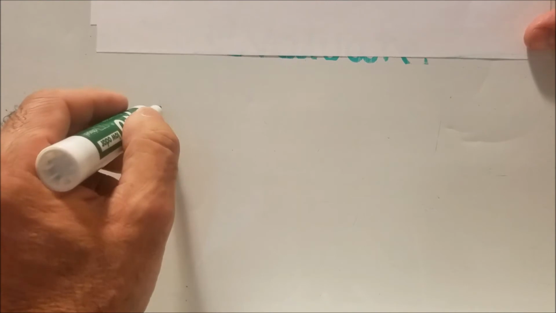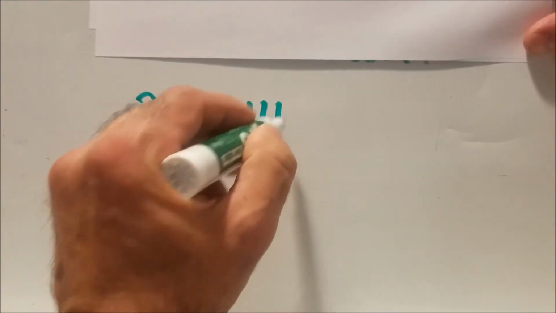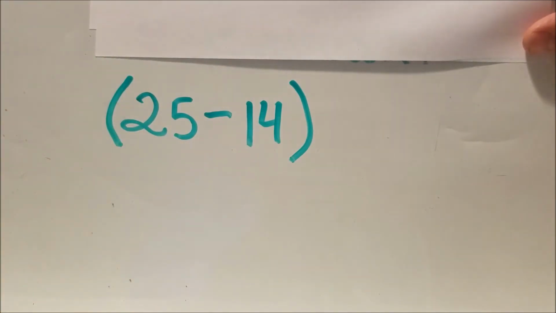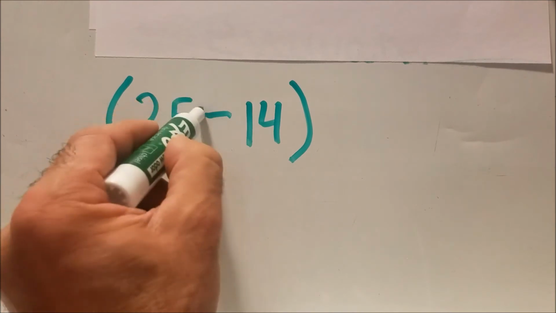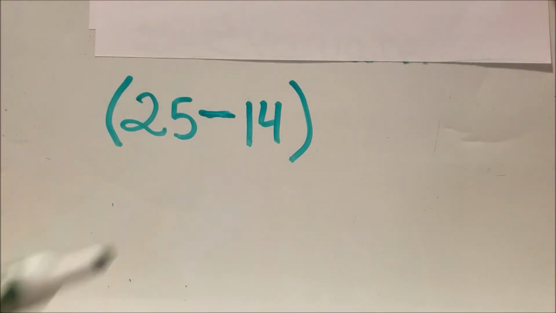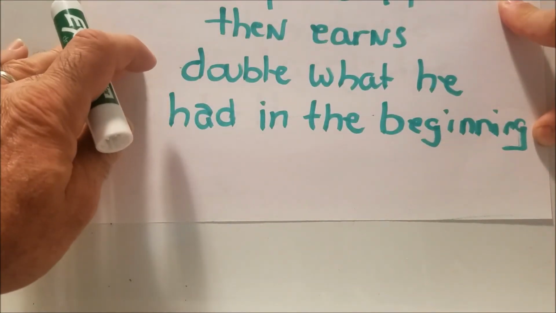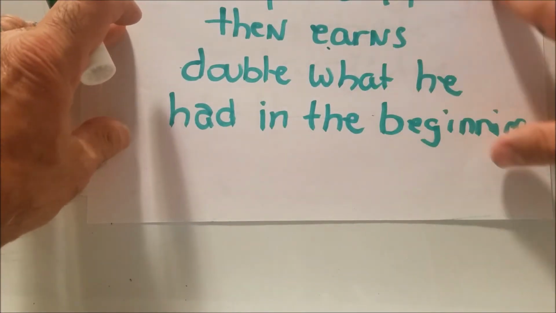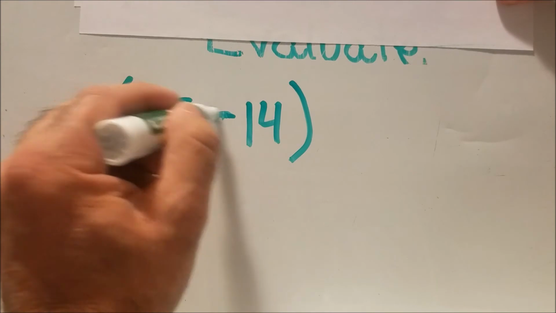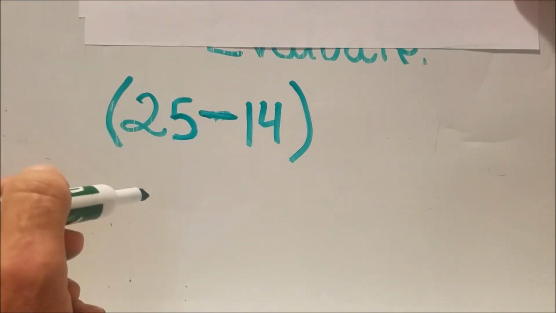So we know Jack had 25 to begin with, and he spent $14. That's what he did. We have to put that in parentheses because he did that first. If we didn't put the parentheses, order of operations is going to make us do other things. Because it says right here, then he did something else. He earns double. He got something. He got double doing something. We don't know what he's doing. Maybe he mowed the lawn, did his chores. It's going to double what he had in the beginning.